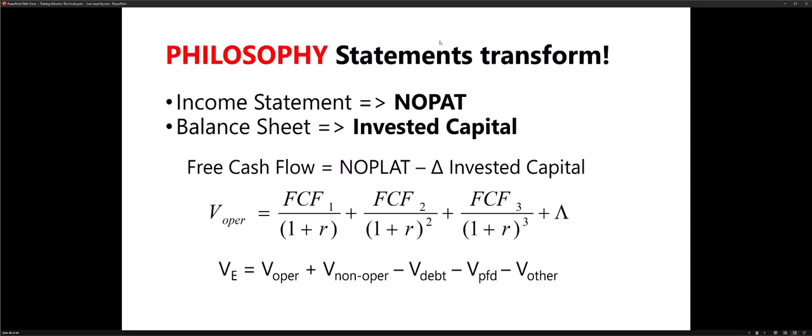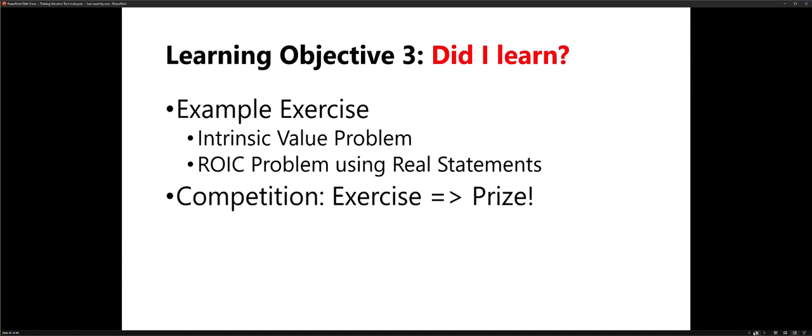All right, just to review, we have transformed the accounting statements to economic statements. We know how to calculate free cash flow, and we calculate the value of operating assets and adjusted below the line, and we get the value of equity. And then what you do with the value of equity is divide it by the number of shares, and you get your stock price. All right, we're done with learning objective number 2. We're going to go with learning objective 3. Did I learn? And we're going to go through a couple of examples.